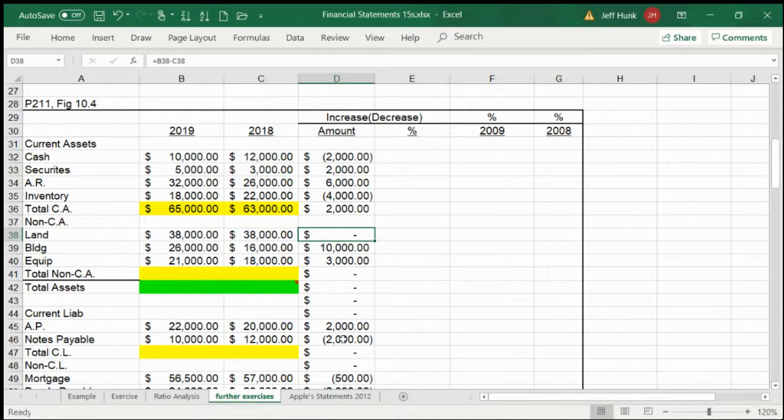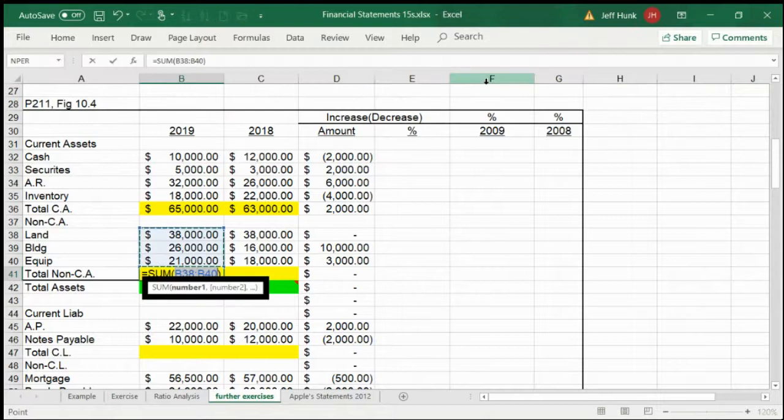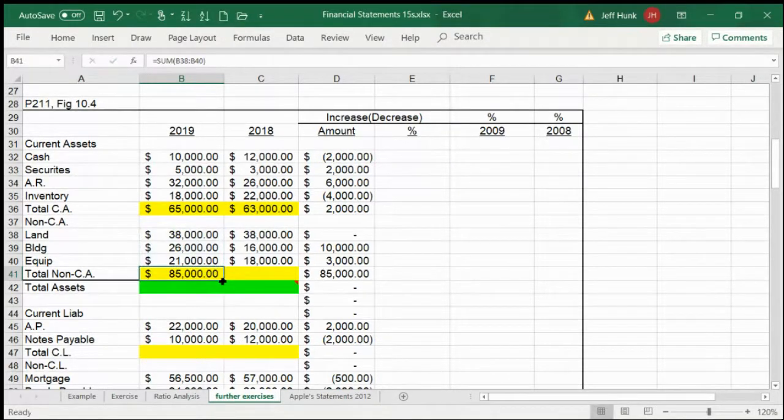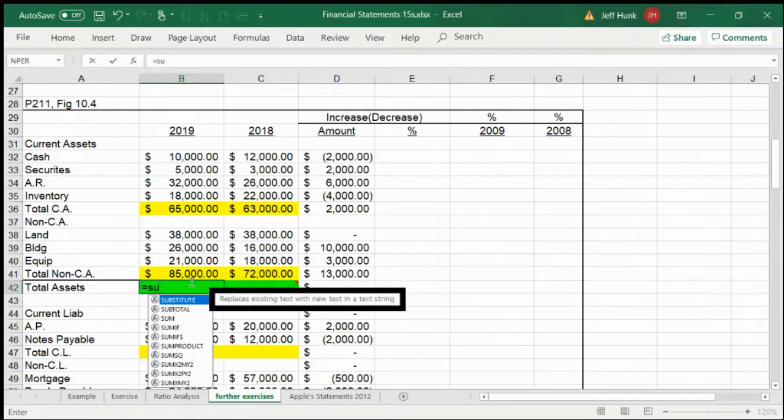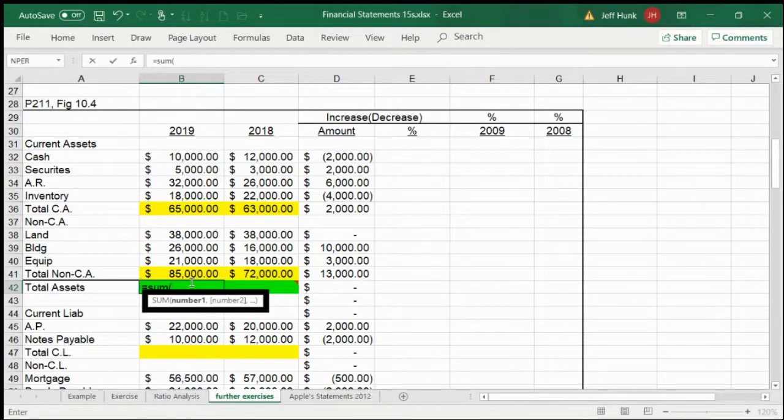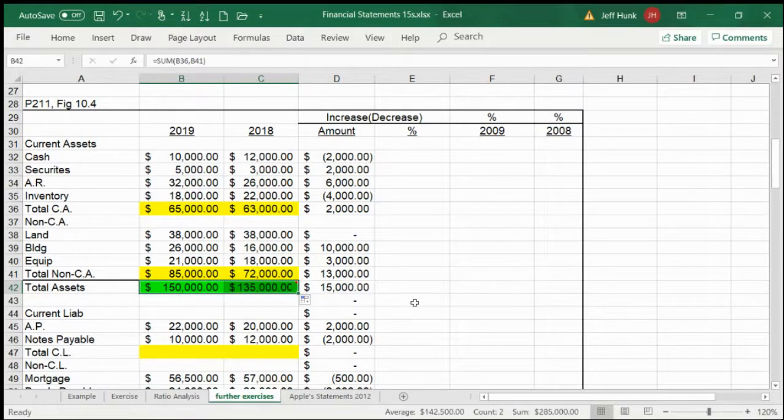There has been no change, right? And then also non-current assets, just auto sum, right? Use auto sum, and you just copy to the right. And total assets, then, that's the sum of total current and total non-current assets. Okay. Enter. And you can drag it to the right. Okay. And there you go.